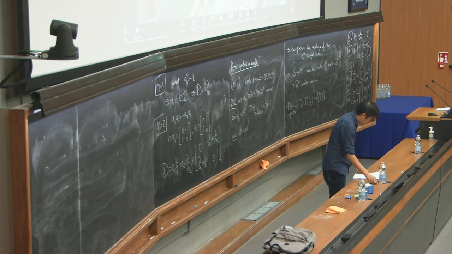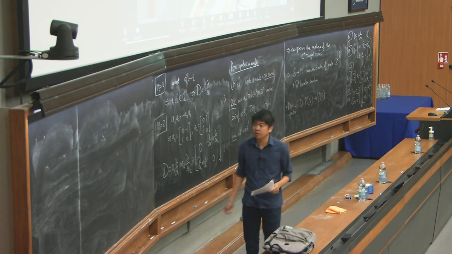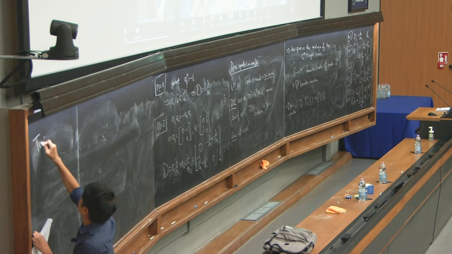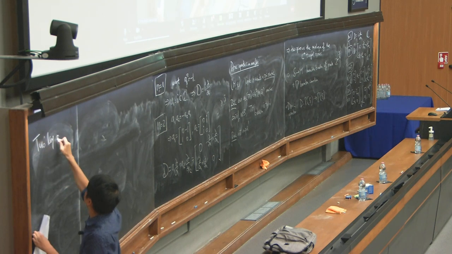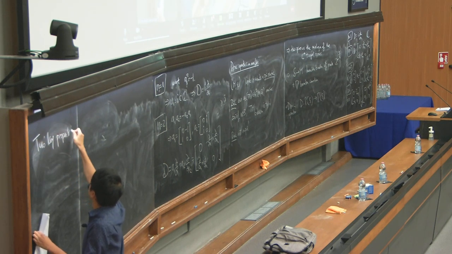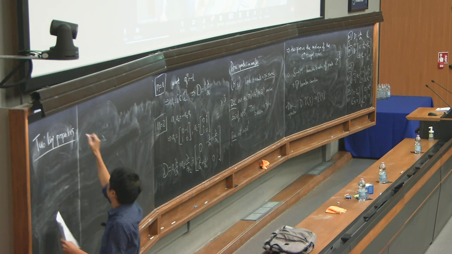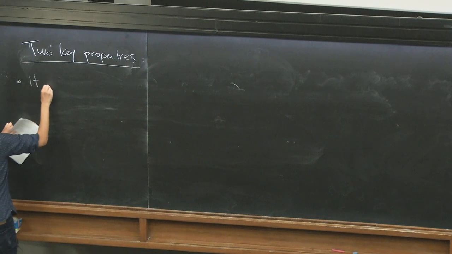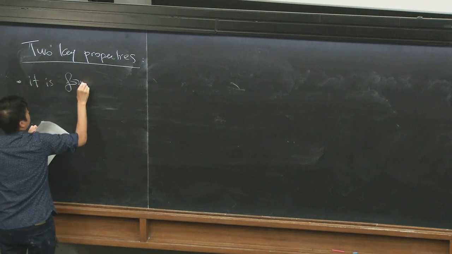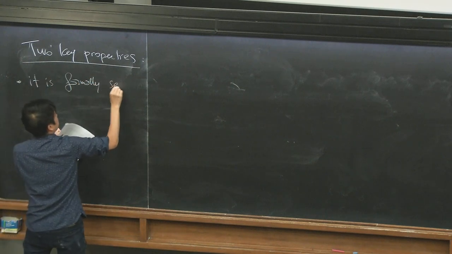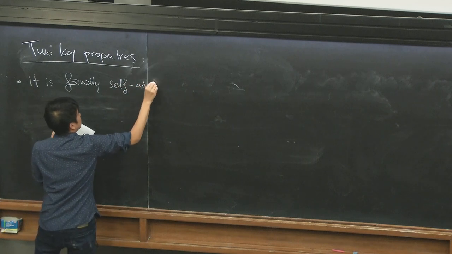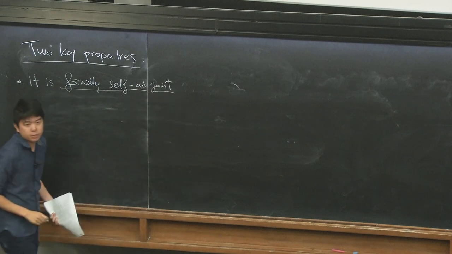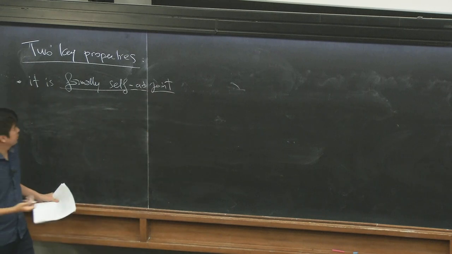Okay, let me tell you two key properties of the Dirac operator. First of all, it is formally self-adjoint. What does this mean? It means you should think of it as a symmetric matrix.